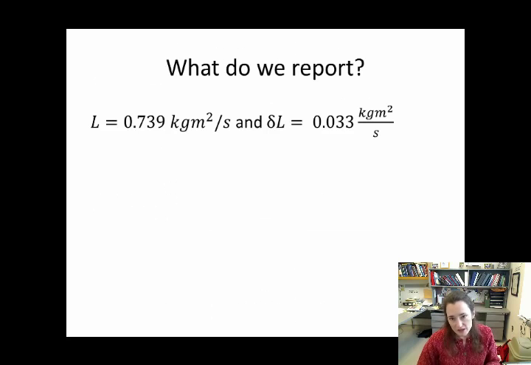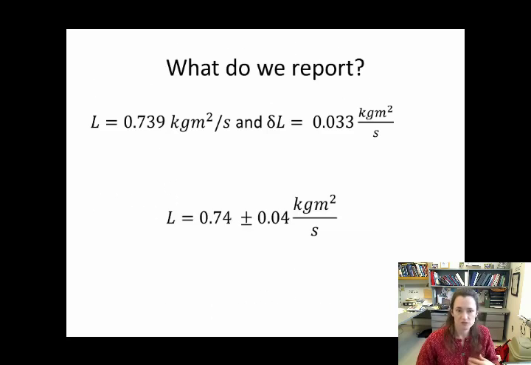Now, I don't want to report it like that. I guess I could, because I said 2 or less, and 0.033 is 2 sig figs. But I'd rather just keep 1. So the final value that I'm going to report for my angular momentum is 0.74 plus or minus 0.04 kilograms meters squared per second. Remember, if that went too fast for you, you can always pause it, rewind it, whatever you need to do. And the slides are posted online.